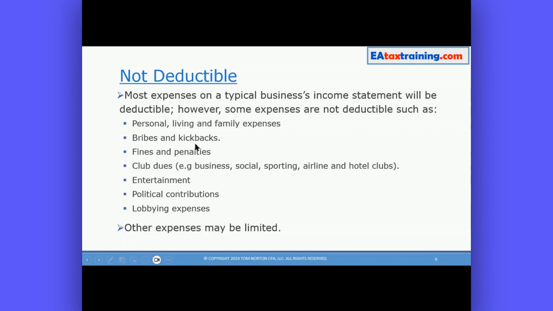Moving on. Bribes and kickbacks. The government does not want to encourage people to pay bribes and kickbacks, and so they are not tax deductible. Same way with fines and penalties. You should not get a tax deduction because you did something wrong and had to pay a fine or penalty, so they are not deductible.